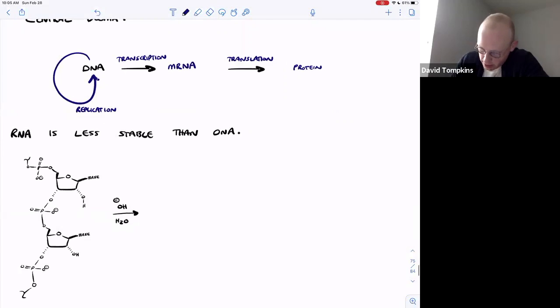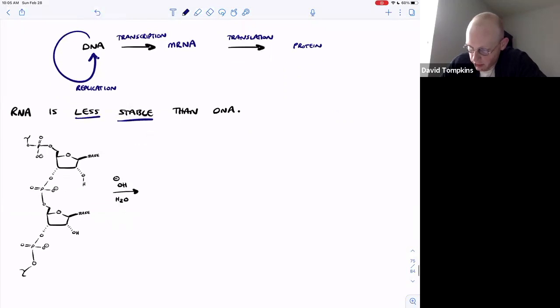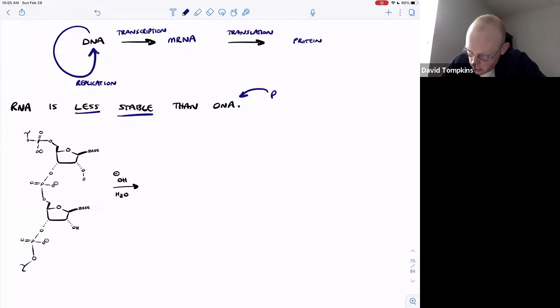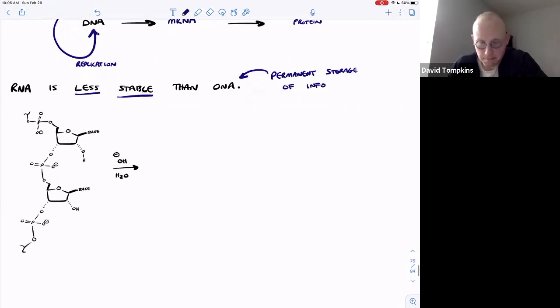So RNA is less stable than DNA. And part of this is because RNA is not really meant to stick around for a long time, or its half-life is much, much shorter than DNA, where DNA is the permanent storage of information, and therefore it must be much more stable. RNA is more a temporary storage of information.